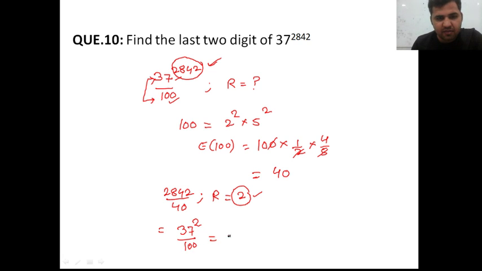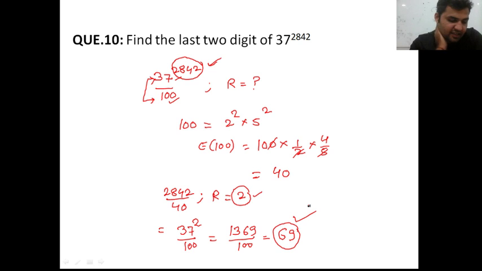So what is 37 power 2? It is 1369. Okay, 1369 by 100, so the remainder will be 69. Therefore the last two digits are also 69. 37 power 2 is 1369, right? It does not have the last two digits 67.